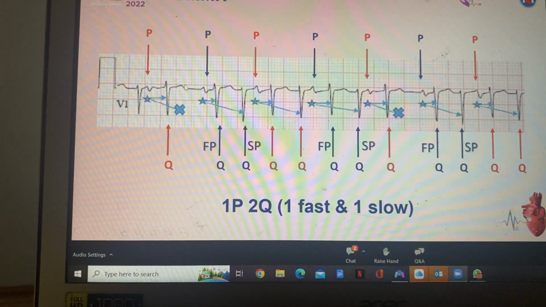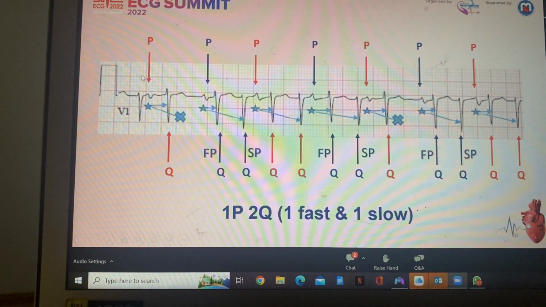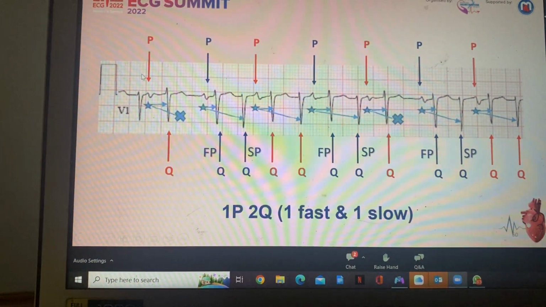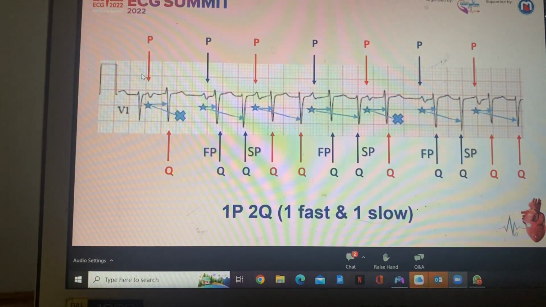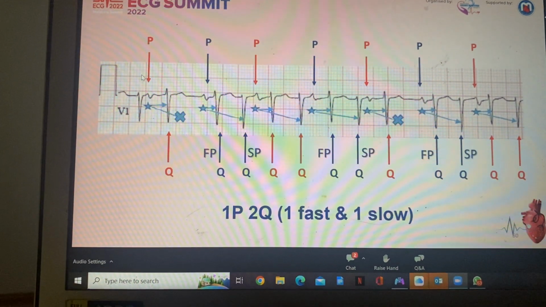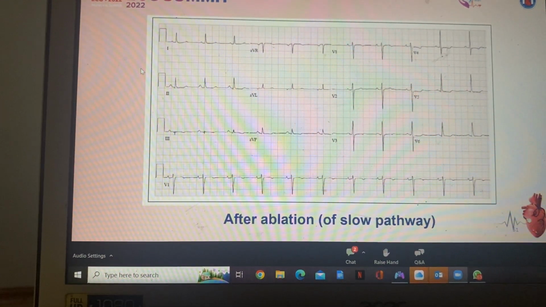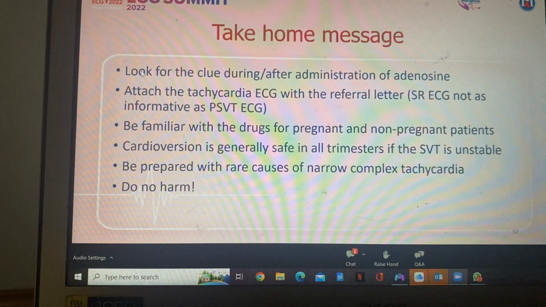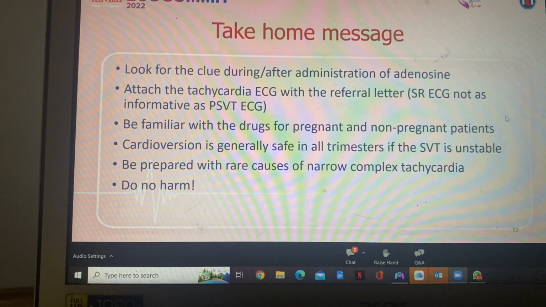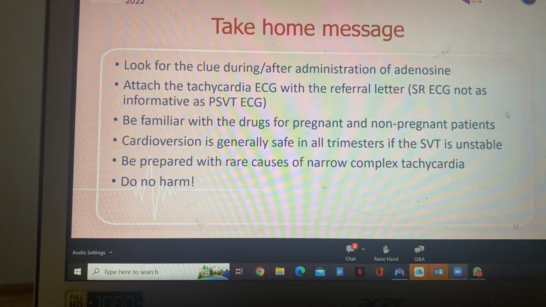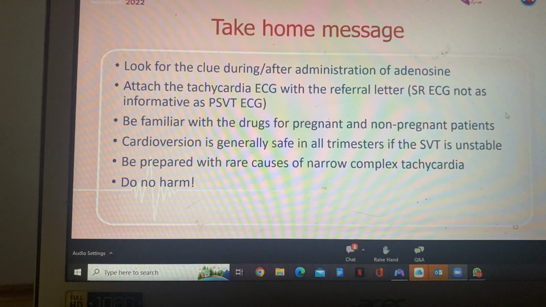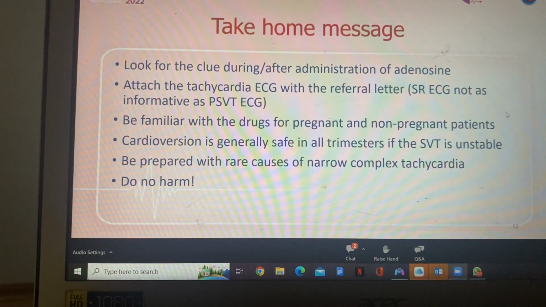Of course, there are others with only 1 P and 1 QRS complex. This kind of patient does not fall into any kind of AVNRT or AVRT, because it's all going through the AV node and conducting down to the ventricles, causing the tachycardia. So the treatment for this patient is ablation of the slow pathway. Lastly, take home message: always look for the clue during or after administration of adenosine. Always attach the tachycardia ECG and the sinus rhythm ECG in the referral letters to give us more information. What is the initiation, the termination, or what is the clue?